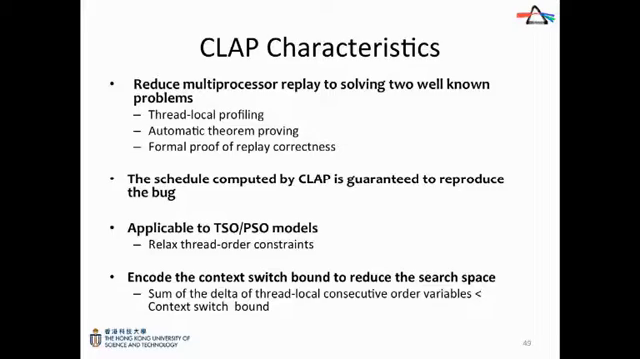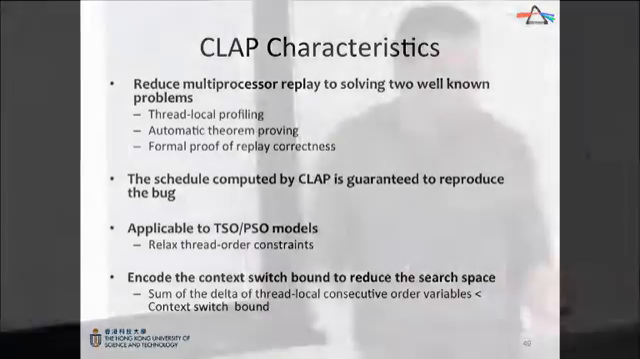So let me just summarize the characteristics of CLAP. What we think is the most important contribution we make is to reduce multiprocessor replay to solving two well-known problems. One is thread local profiling, and the other is automatic theorem proving, which are really very developed techniques. We also have a formal proof of why that replay is correct, so that the schedule computed by CLAP is guaranteed to reproduce the bug.